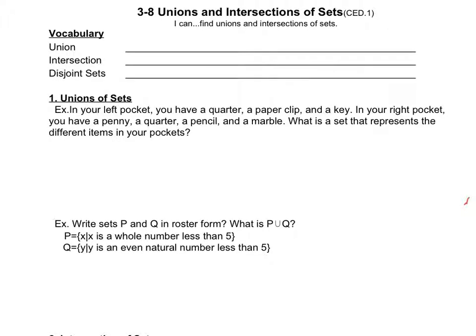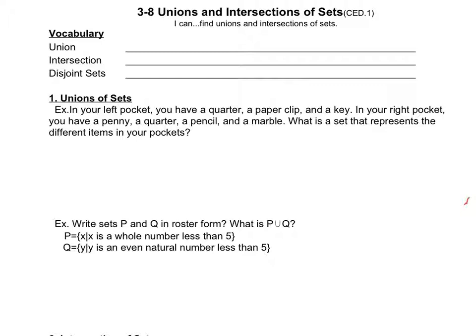As we continue working with sets, we are going to talk about the unions and intersections of sets. A union of two or more sets is the set that contains all the elements of those sets. The symbol for the union is a capital U, and you find the union of the two sets by listing all the elements that are in either of the sets. So that's how you'll find that union.